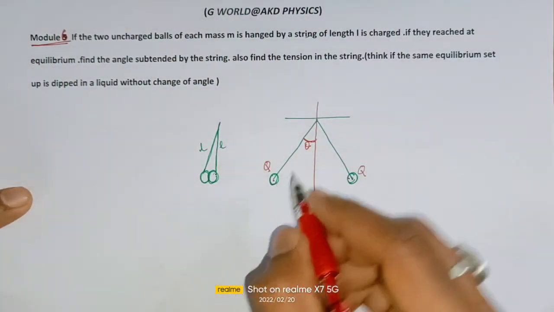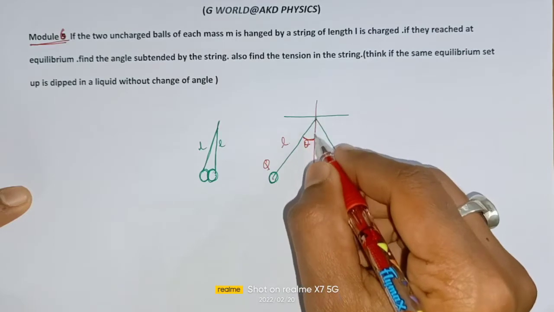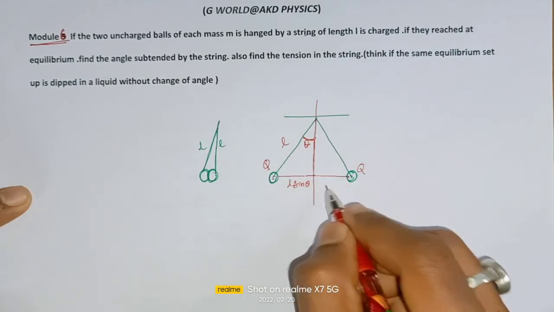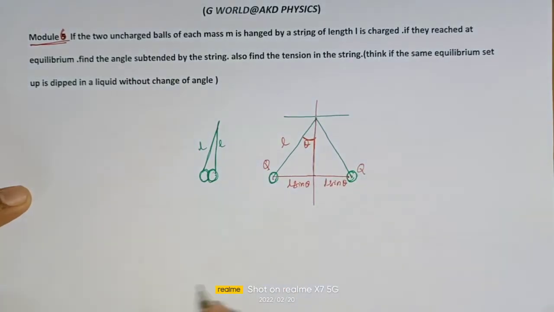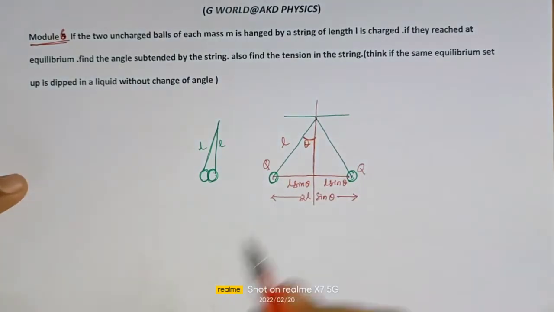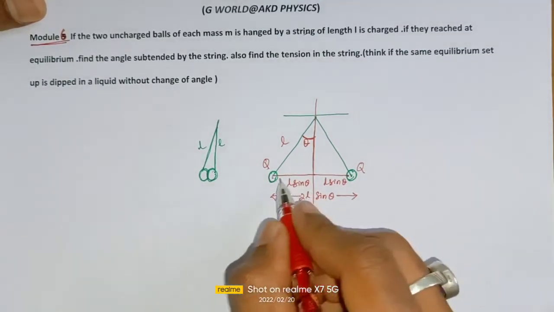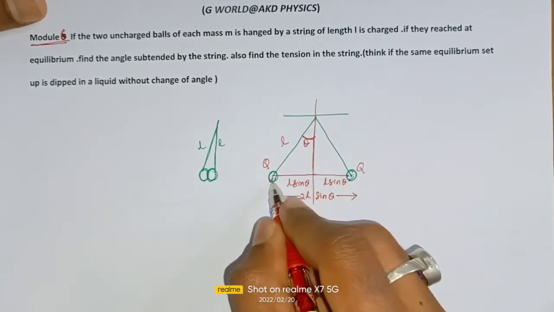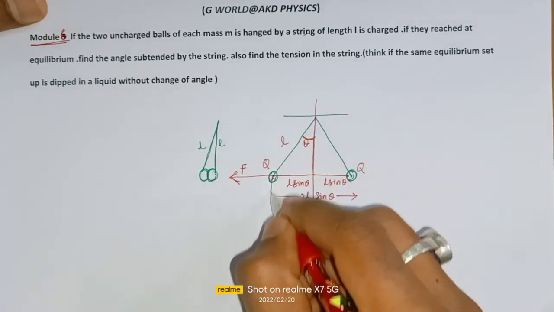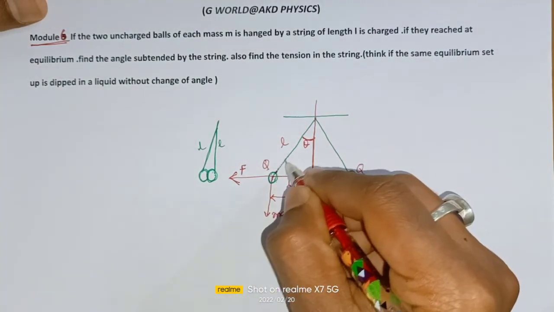If you observe carefully, this is L, this is theta, so can I say this is L cos theta and this distance is L sin theta, and this distance is also L sin theta. So the total distance between the two charges is 2L sin theta. Look at the forces. If the system is in equilibrium, we must look into the forces. This is positive, and this charge repels like this. This is the force. Weight always acts downward.